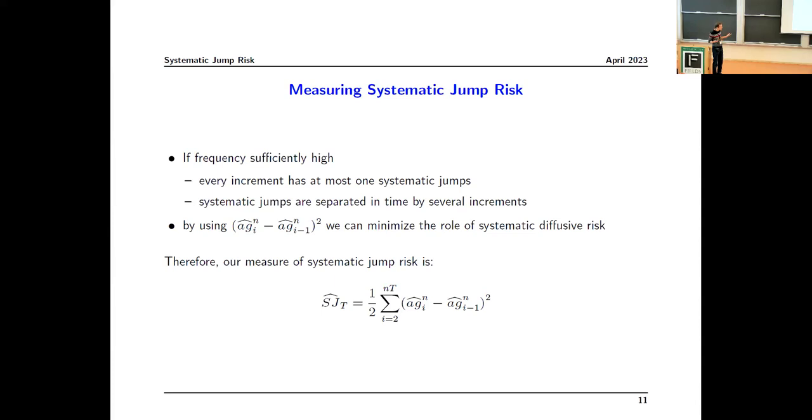And I think the statistic is pretty intuitive in what it's doing. You're looking at higher order moments so that you separate systematic diffusive risk from jump risk. And you're doing the cross-sectional averaging, so you're separating idiosyncratic risk from systematic risk. Okay.